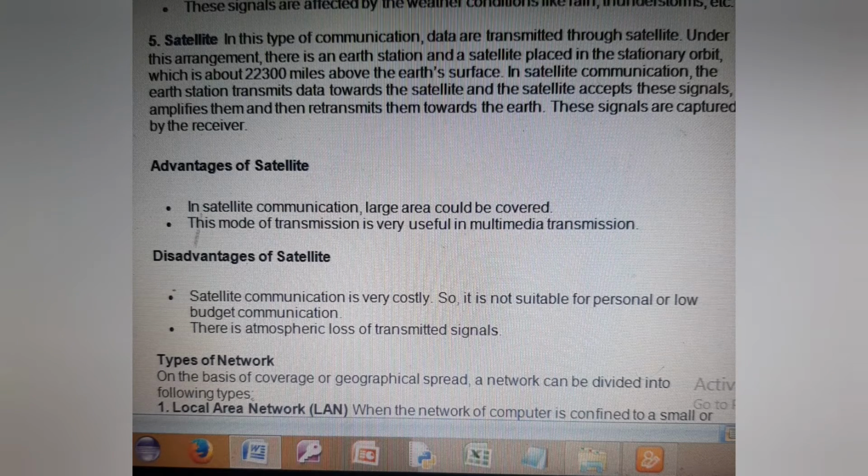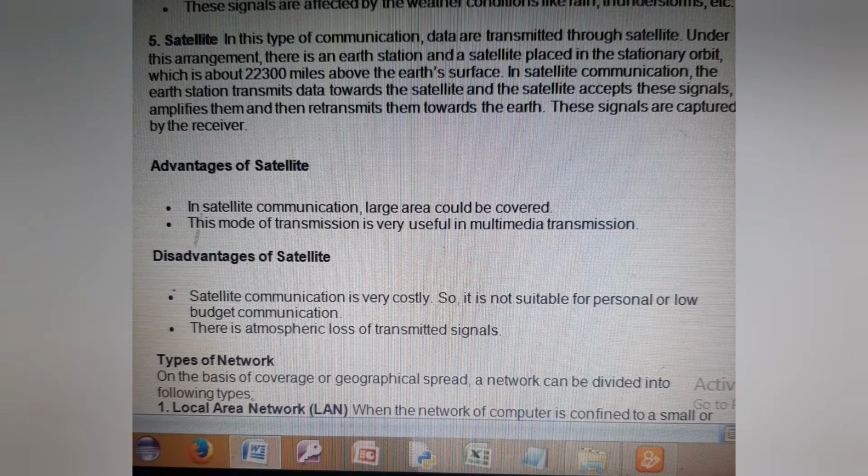Now advantages are what? In satellite communication, large areas can be covered. As we know, all over the world we can get the communication. And second is, this mode of transmission is very useful in multimedia transmission.